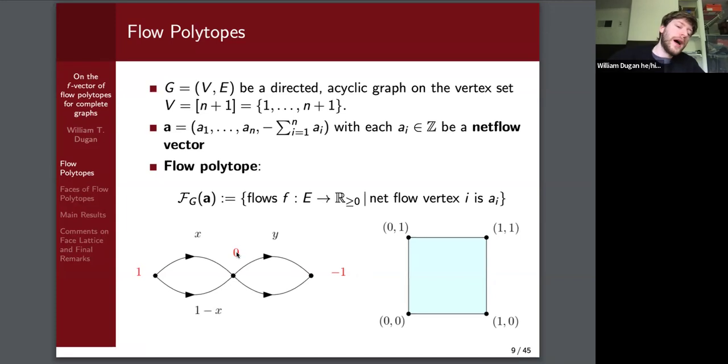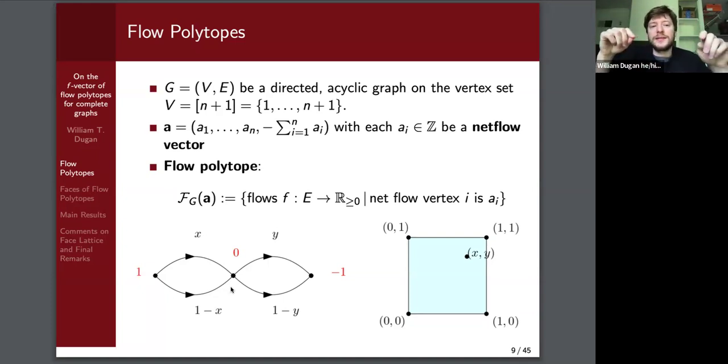And then if there's Y units of flow on this next edge, then on this bottom edge, there has to be 1 minus Y units of flow for the same reason. And so in particular, this is a technique we often use in flow polytopes. We find how many degrees of freedom we have. So for example, here we only have 2 degrees of freedom, X and Y. And so this polytope is living in 4-dimensional space because there's 4 edges.